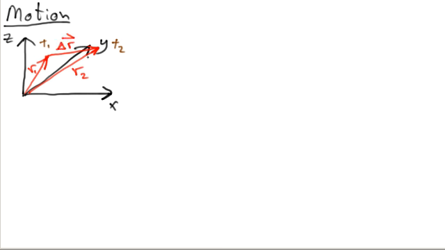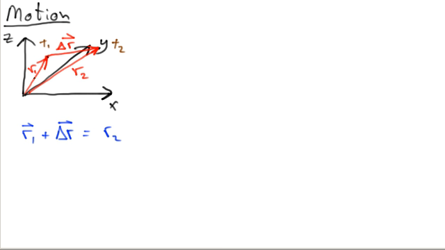So r1 is a position vector of the particle at time t1. r2 is another position vector, and delta r represents the change in the position vector that goes from the position it was at time t1 to the position it was at time t2. We see that we've got a vector addition triangle in three-dimensional space there, which is saying that vector r1 plus delta r is equal to r2.